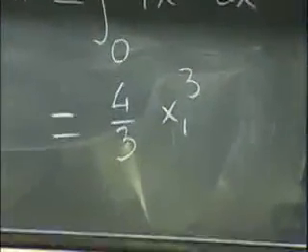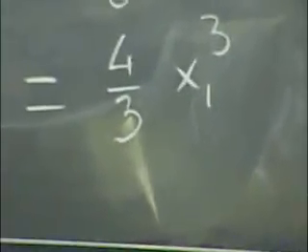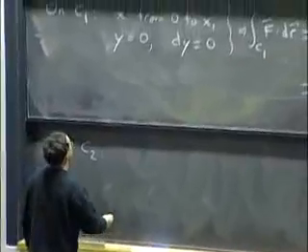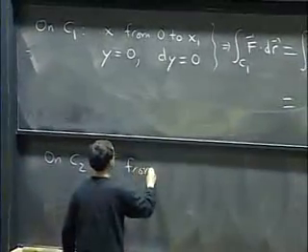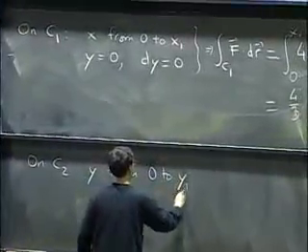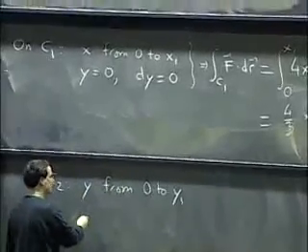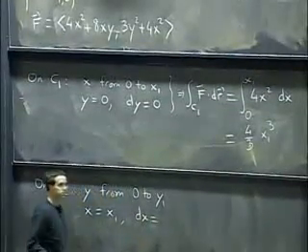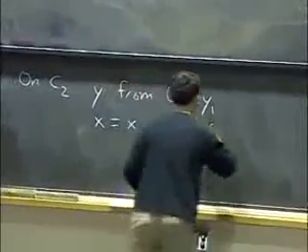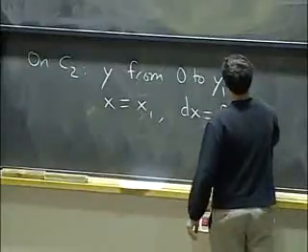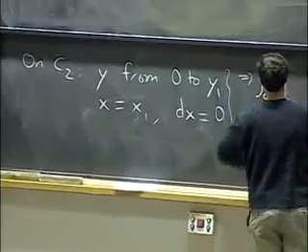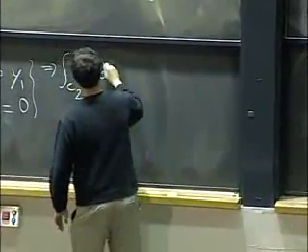And next I need to do the second segment. So if I'm on C2, y goes from 0 to y1. And what about x? Yeah, x is constant equal to x1. So dx becomes just 0. It's a constant.